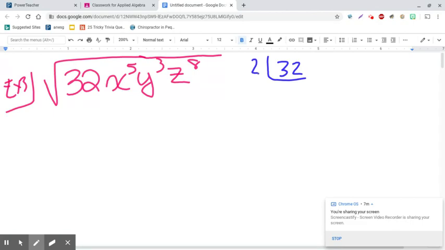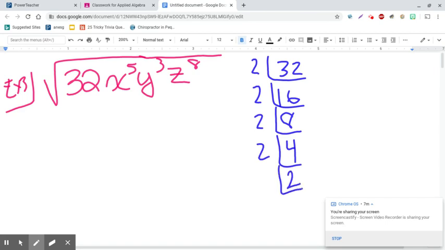32 divided by 2 gives us 16. 16 is also even, so I'm going to do 2. 16 divided by 2 gives me 8, which is also even, so I'm going to divide it by 2. 8 divided by 2 is 4, which is also even, so I'm going to divide it by 2, which gives me 2, and the only thing that goes into 2 is 2, which gives me 1.